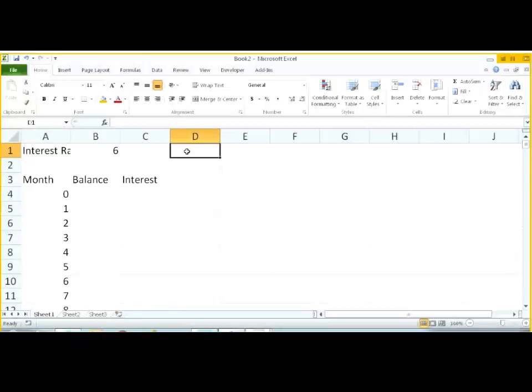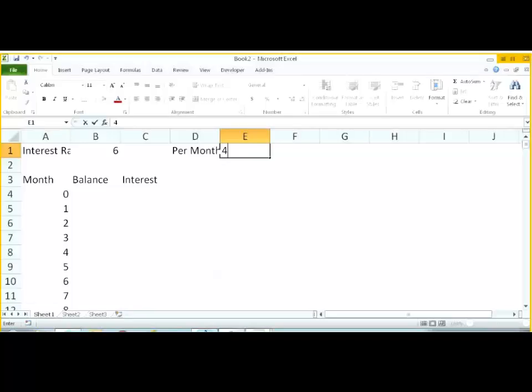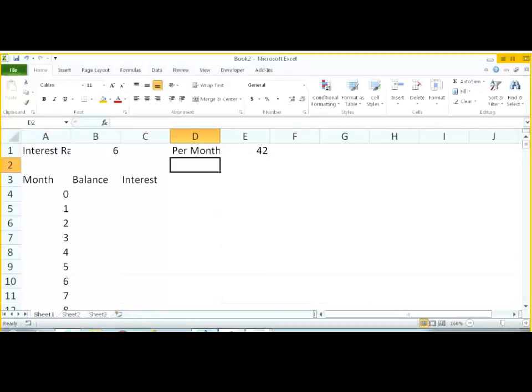Now, I'm going to say per month. Okay, we'll change that as well. So I'm going to put in 40. What was the number? 45 or what was it? $42. Okay, I think that's what the commercial says. $42 per month.